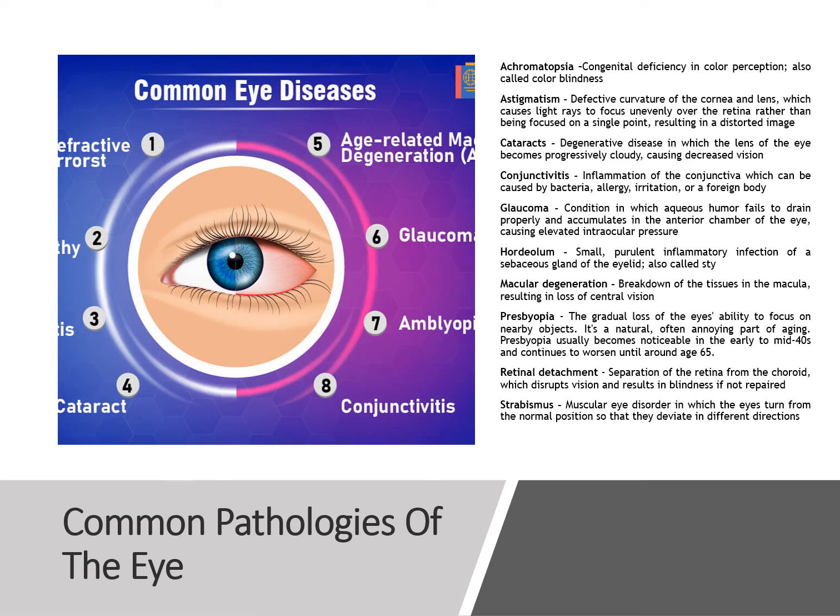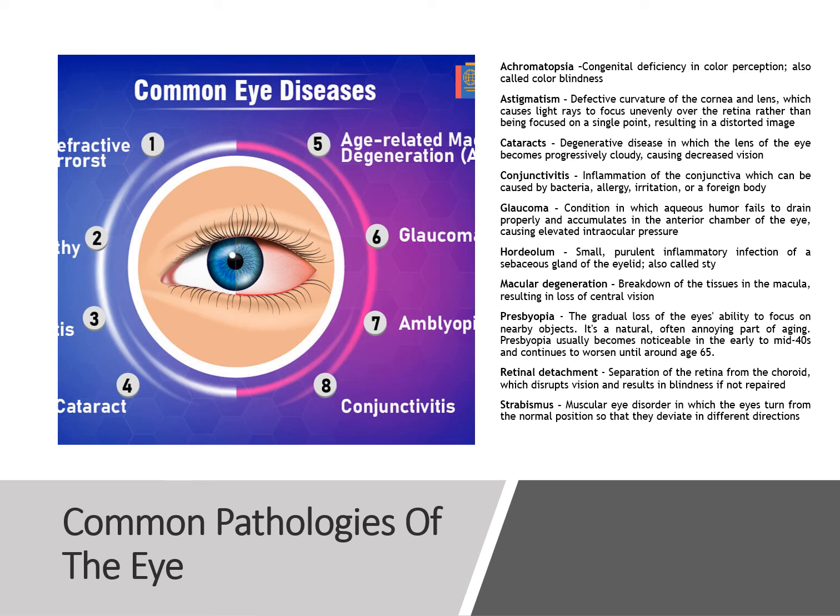Presbyopia. This is the gradual loss of the eye's ability to focus on nearby objects. It is a natural, often annoying part of aging. Presbyopia usually becomes noticeable in the early to mid-40s and continues to worsen until around age 65. And in the sense that it is a natural progression, it's not really a disease per se, it's more a condition, but we do have it listed here with some of the other common pathologies of the eye.